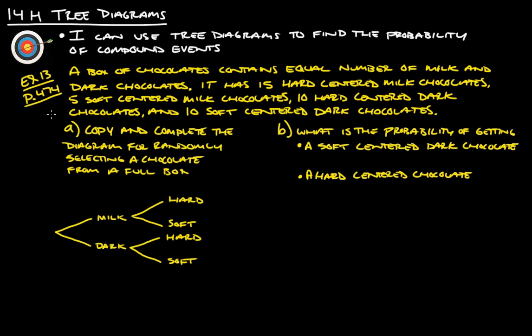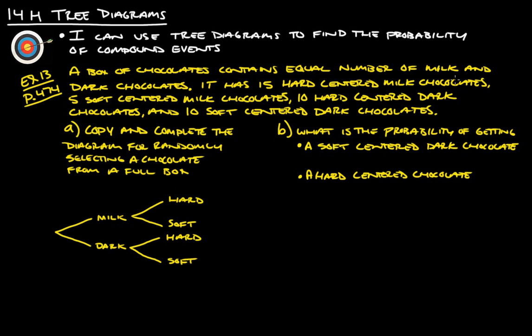Example 13 from page 474. A box of chocolates contains an equal number of milk and dark chocolates. It has 15 hard-centered milk chocolates, 5 soft-centered milk chocolates, 10 hard-centered dark chocolates, and 10 soft-centered dark chocolates. First, it wants us to copy and complete the diagram for randomly selecting a chocolate from a full box. So basically what you want to do here is figure out the probability of getting a milk chocolate versus a dark chocolate.